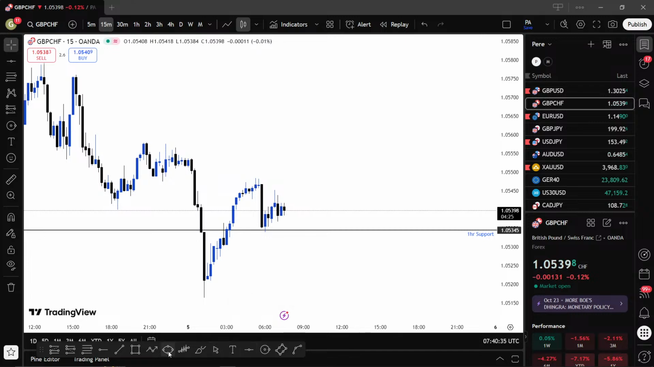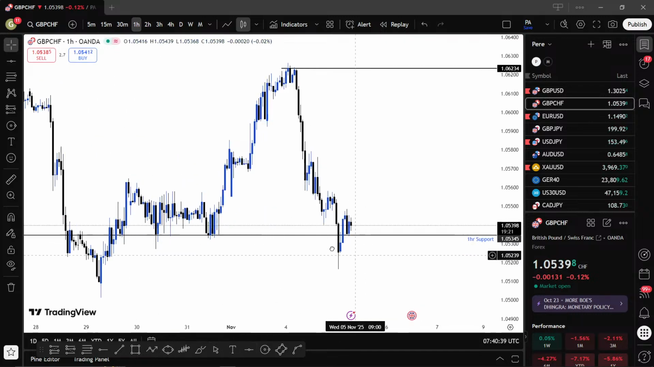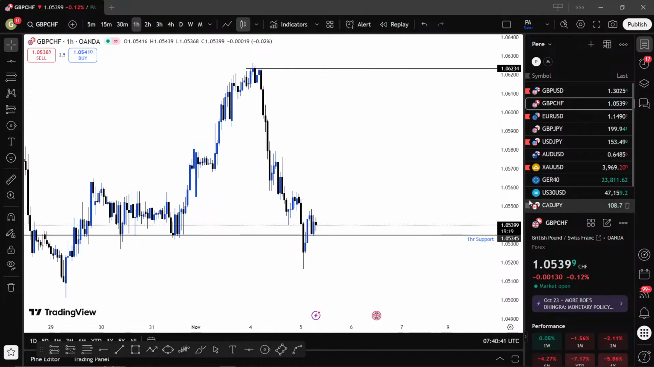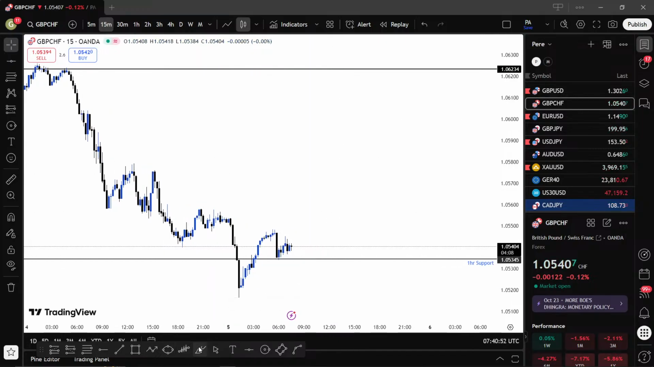Now looking at the 15-minute, let me go back to the hour time frame. Now this market actually looks like a good buy since it just bounced off this level, but one thing I'm going to wait for is on the 15-minute time frame to actually give me a good market sentiment first. For me to take this trade, I want it to break this mini high here, then retrace back here, then I can actually long it.